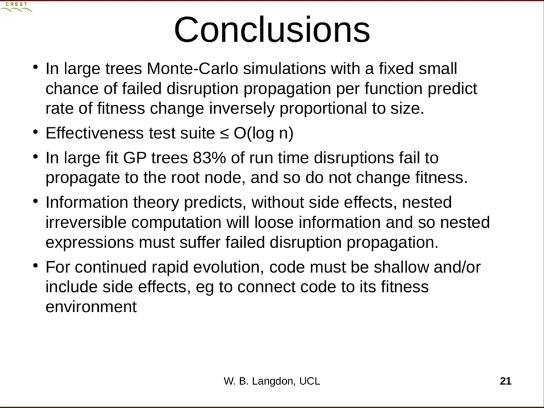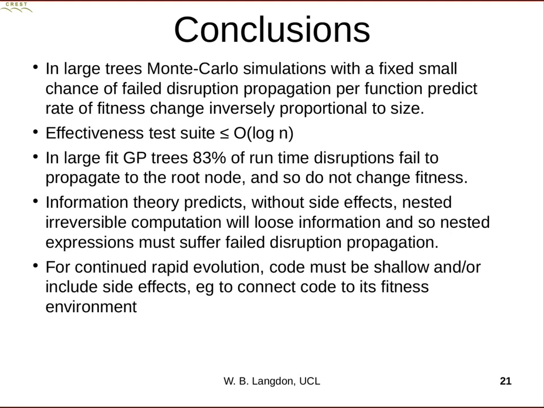In terms of the GP experiments, when we either disrupt by adding one to the evaluation, or if we just totally randomize the evaluation, we get similar behavior. In this case, we're seeing, on average, more than 80% of the time, failed disruption propagation means that the error we've inserted has no impact by the time it reaches the root node.